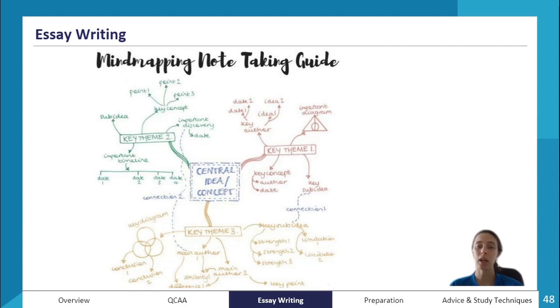So for example, here we've got the different themes that we are drawing out of a central kind of idea. You could be using this strategy for a character as well and looking at, for example, different character connections. You could be looking at the role of a character in a play, thinking about how the character relates to different themes. So there's a variety of different ways that you can use this mind mapping technique.